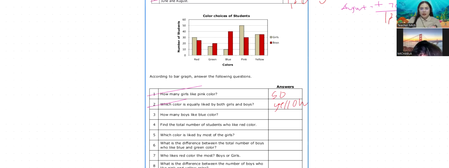How about this one? Find the total number of students who like red color. Total number of students who like red color. So what are you going to do with this one and then this one. The first bar graph and then the second bar graph. 50. Okay, very good. That's 55. Okay. How about this one?